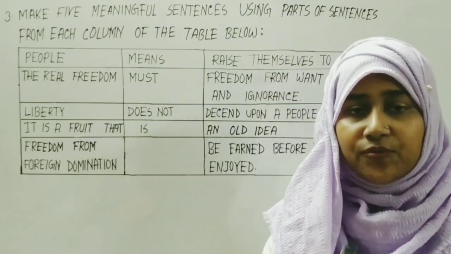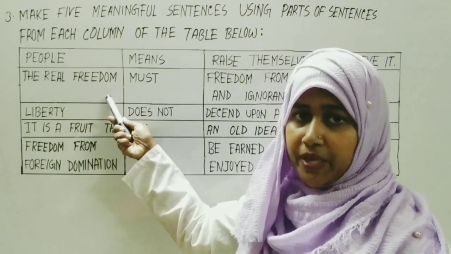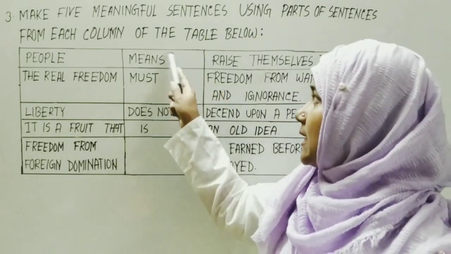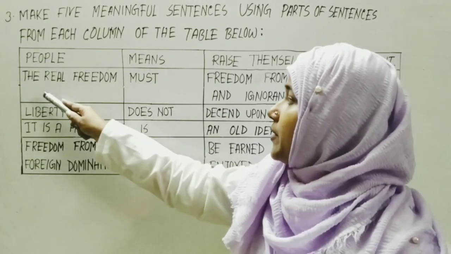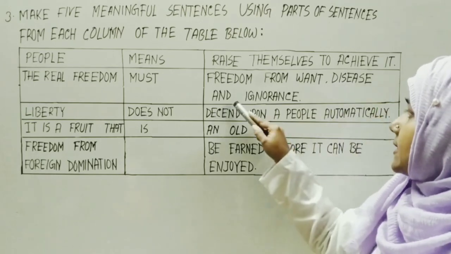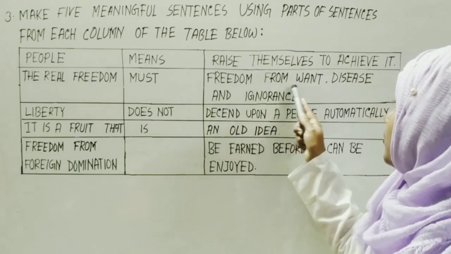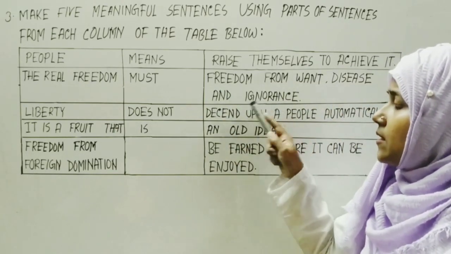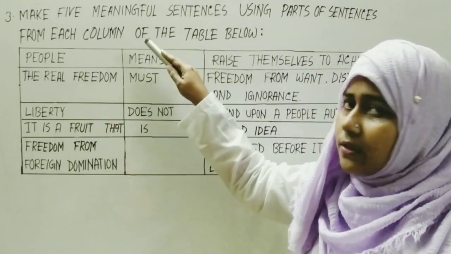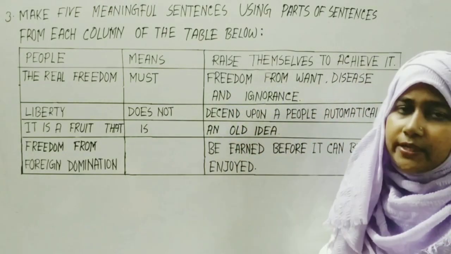So you can write a definition here, or you can write the meaning of real freedom. That is, real freedom means, that means there is a touch of definition. Real freedom means freedom from want, disease and ignorance. It is completed. So, second one, freedom from want, disease and ignorance. This point is also matched with this one. The real freedom, there is a definition. The real freedom means freedom from want, disease and ignorance.